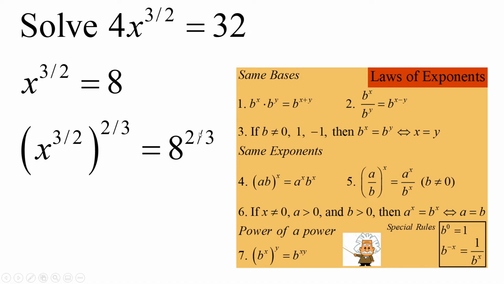And I do that to both sides. Now, on the left, x to the 3/2 to the 2/3 is x to the first power. 3/2 times 2/3 is 1, x. And 8 to the 2/3, let's do the root first. What's the cube root of 8? It's 2. Square that 2. So what does x equal? X equals 4. Huh, these are fun.